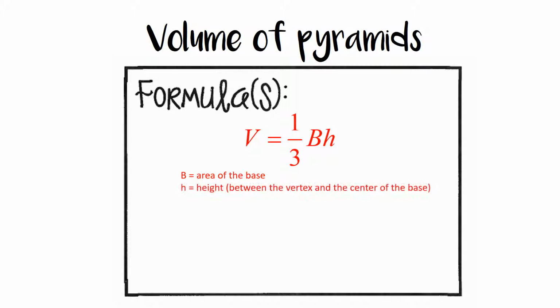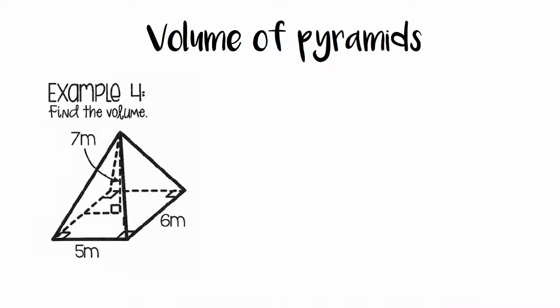And the height of the entire pyramid would be from the vertex or the top point of that pyramid to the center of the base, or that perpendicular height that we're talking about. If you have questions as to why this formula works, or why it's 1/3 times B times H, when we come back to class, we'll talk about where this formula came from and how it was derived. So hold those questions for when we come back to class after this video.